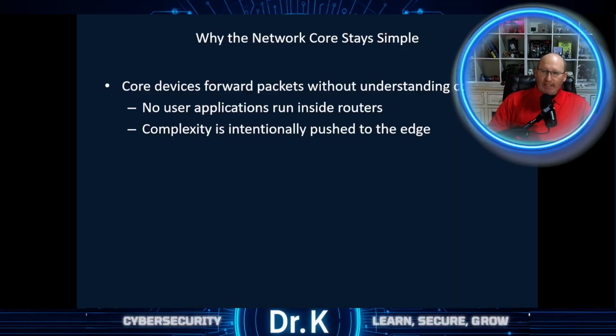By preventing user applications from running inside the core, the internet avoids constant infrastructure upgrades. Innovation happens at the edge, where developers can deploy new ideas without negotiating changes to global routing hardware. This makes it seamless and a much simpler design. This design, however, trades centralized control for flexibility. This enables rapid growth and experimentation across the entire internet as a whole.